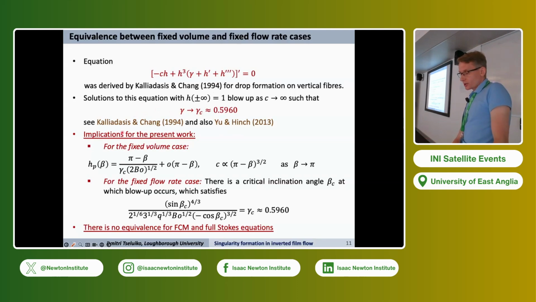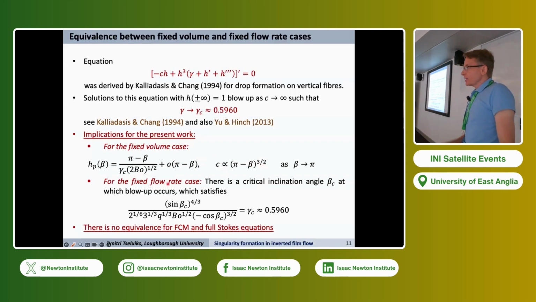So the implications are the following. For the fixed volume case, we obtain that as the inclination angle tends to pi, the far field thickness or the precursor thickness for the fixed volume case tends to 0 and scales as pi minus beta. And the wave speed also tends to 0 and scales as pi minus beta to the 3/2.